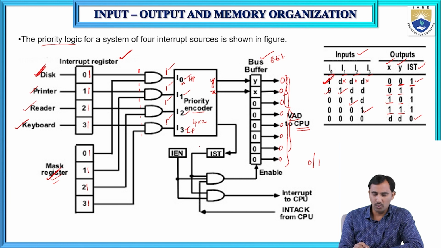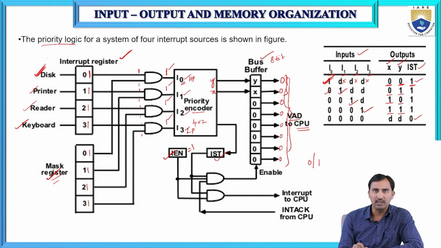And here we have two flags. One is interrupt enable and the other is the interrupt status register. Interrupt enable: this bit tells whether interrupts should be allowed or not. So if IEN is equal to 0, it doesn't allow any interrupts from the external devices. And if IEN is equal to 1, then interrupts will be allowed.